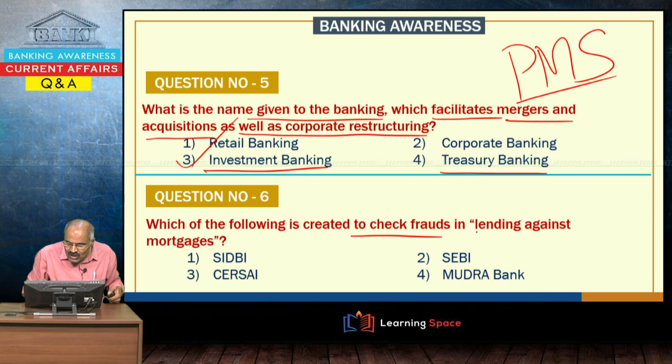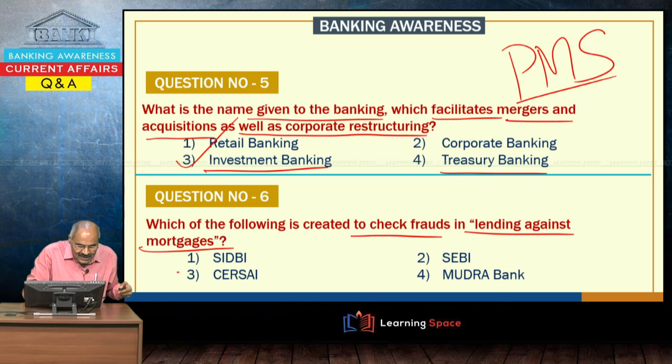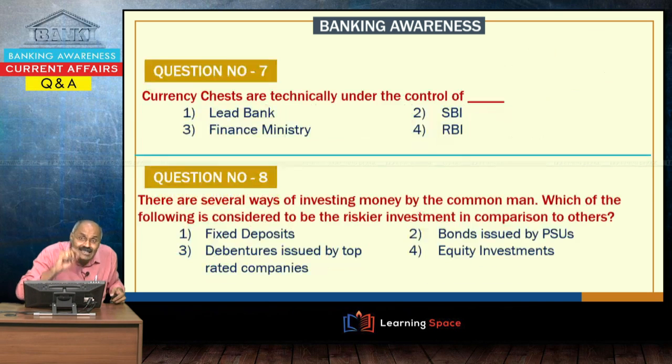Which of the following is created to check frauds in lending against mortgages? I have a big house, worth 10 crores, and I mortgage it to State Bank of India, then I will get at least 5 or 6 crores as a loan. Sometimes some frauds may take place. So, to look into the frauds against lending against mortgages, the organization associated with it is CERSAI. And please do not forget the full form of CERSAI. Another important point is that CERSAI will maintain the central KYC database. Central KYC database will be maintained by CERSAI.